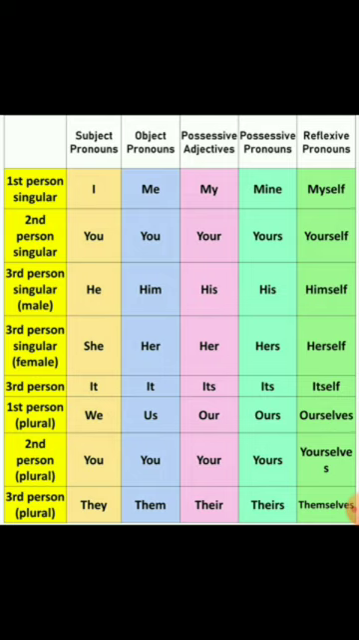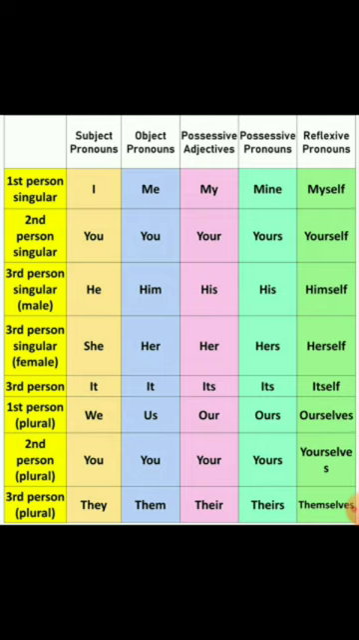When we look at the object form of I, for example, he gave me a book. Here me is the object form of I. From this table, you can understand the different forms of pronouns.